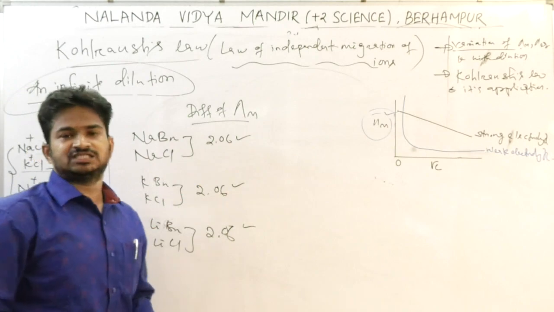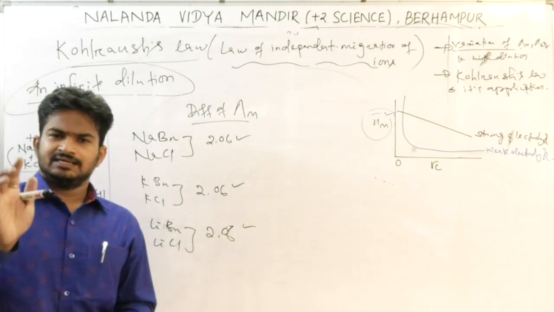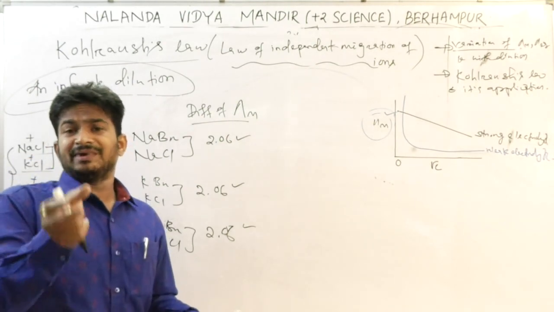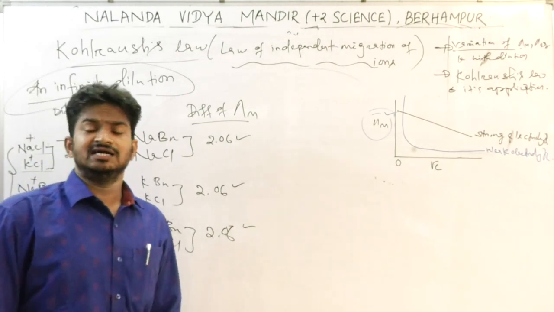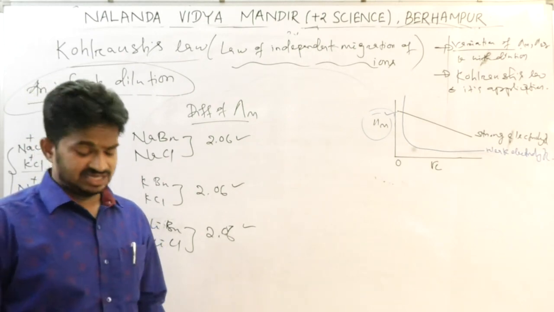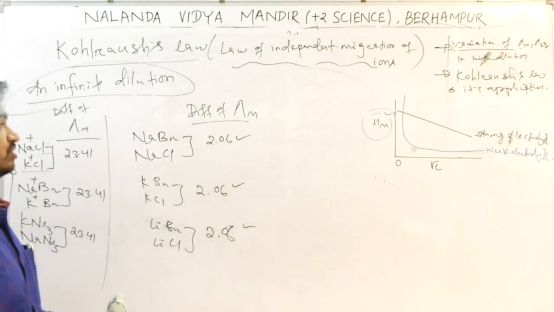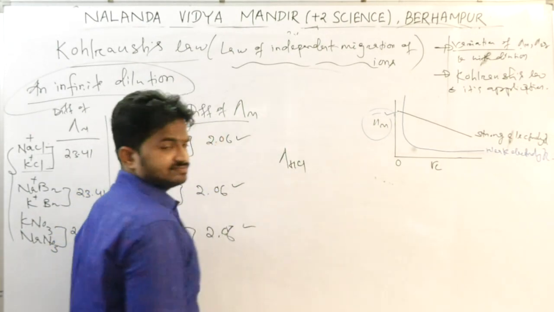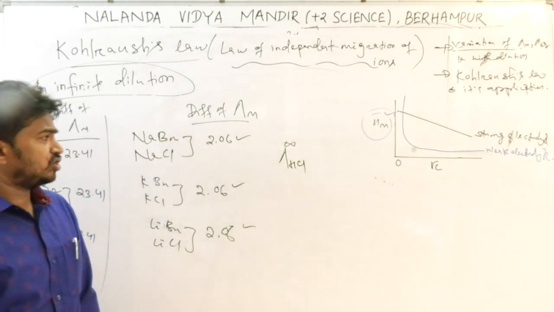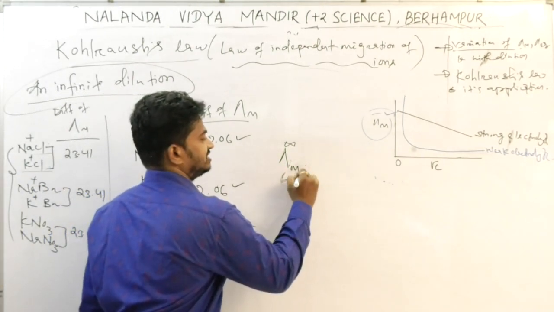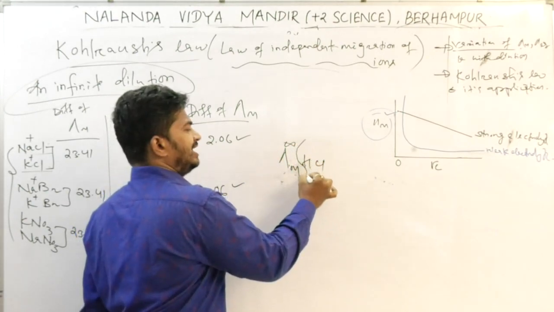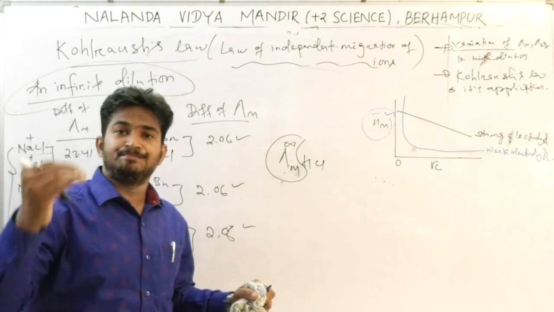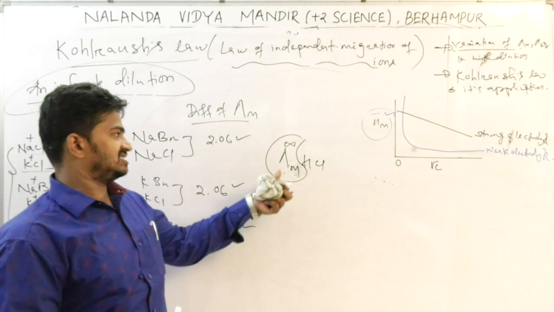So from this experimental value, he concluded that in an electrolytic solution on dilution, there are individual contributions made by cations and anions to its limiting molar conductance and equivalent conductance. Whatever the concentration taken, for strong or weak electrolytes, for HCl this is the limiting molar conductance. Limiting means infinite dilution. Infinite means there is a point where no increase of molar conductivity can be seen on further dilution.